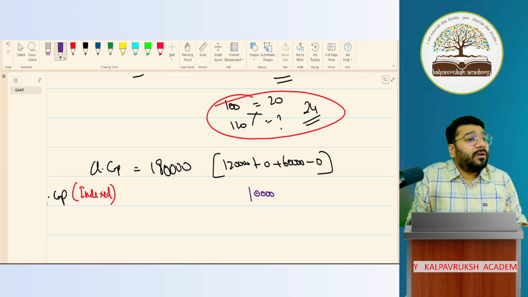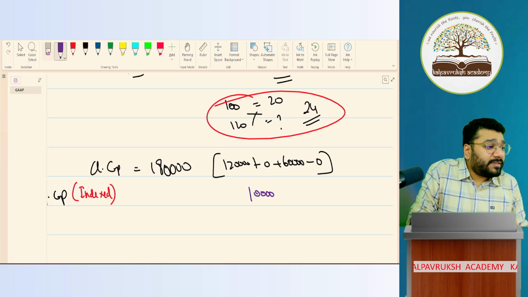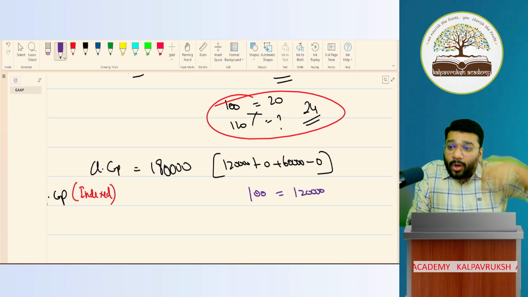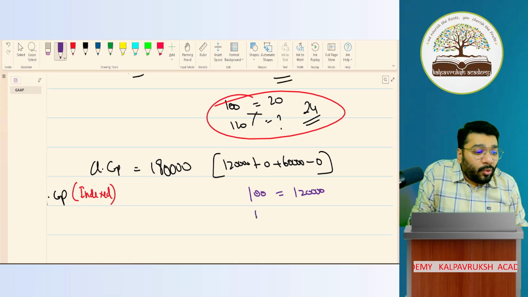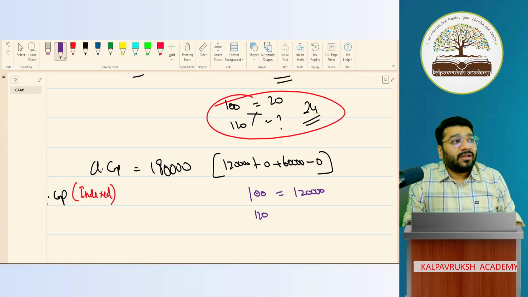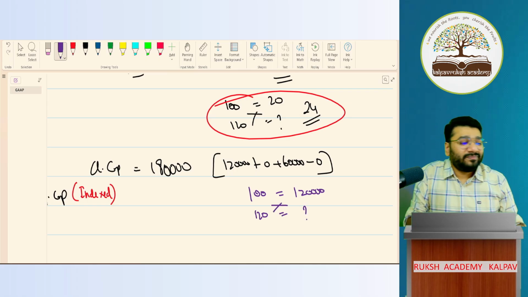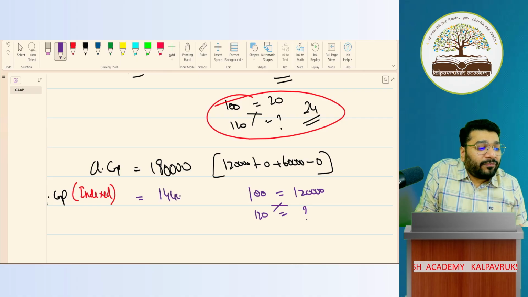Opening capital was 1,20,000 rupees when the inflation index was 100. Now what is the inflation index? 120 is the inflation index. What is my proportionate opening capital supposed to be? Cross multiply. Same 1,44,000 you'll get.